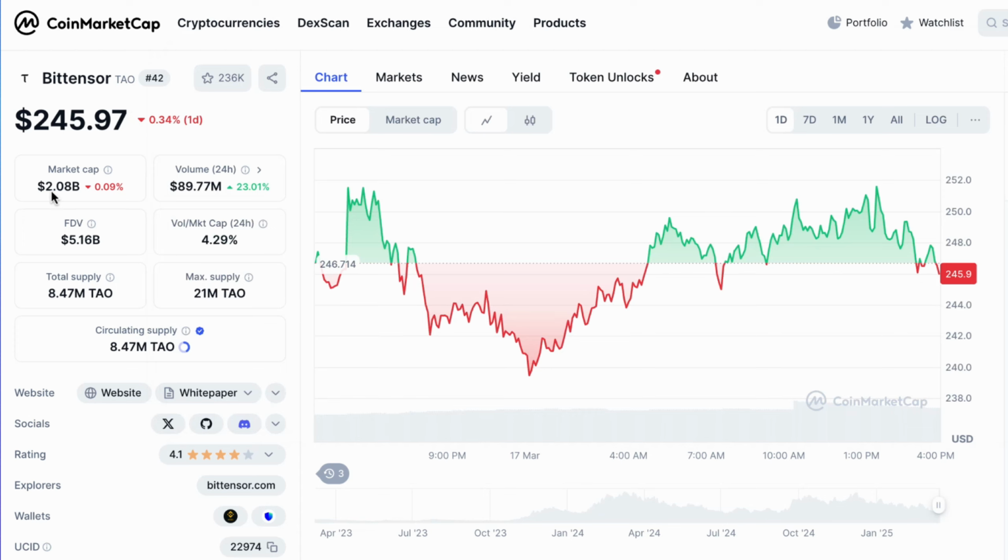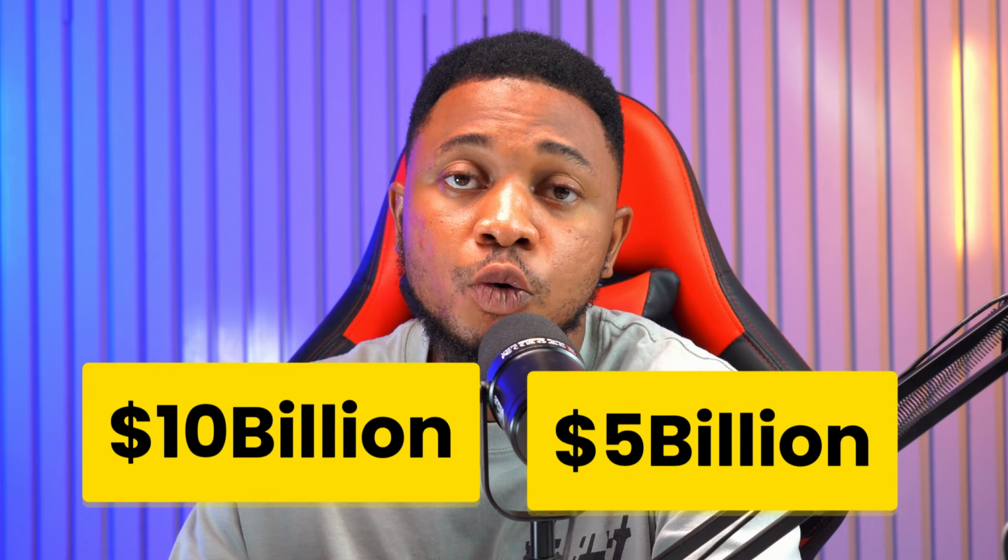Market cap right here is $2 billion. So you want to know what is your potential target if you're investing in this coin. Do you think this coin is going to get to $10 billion? Do you think it's going to get to $5 billion? What is the return you're expecting? That would help you to know if this is the right coin to invest in or not.